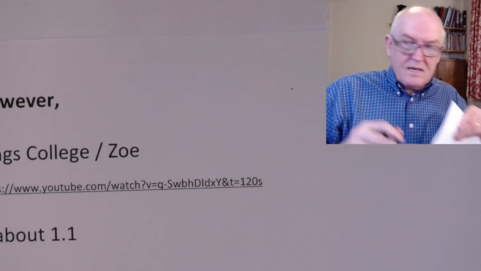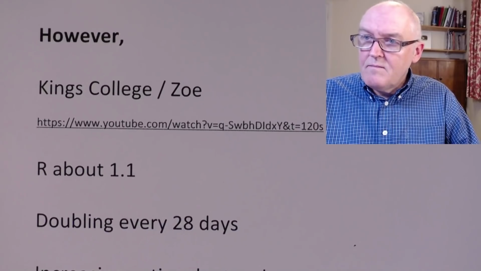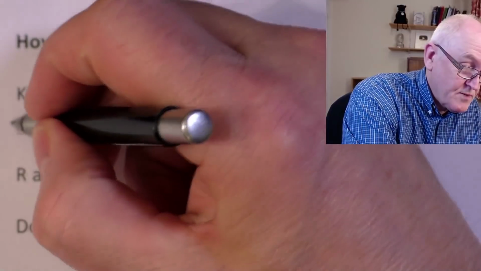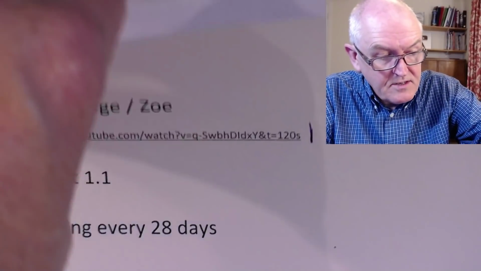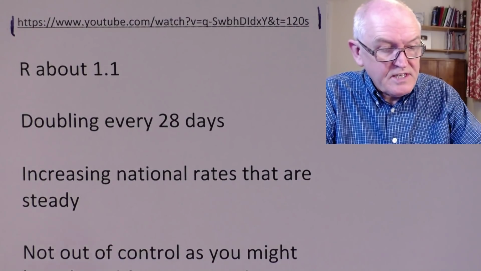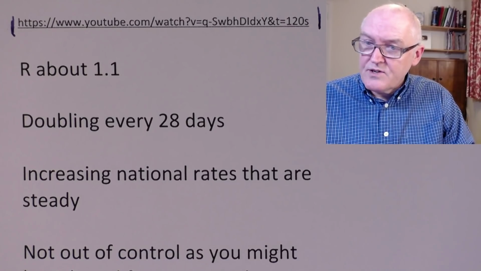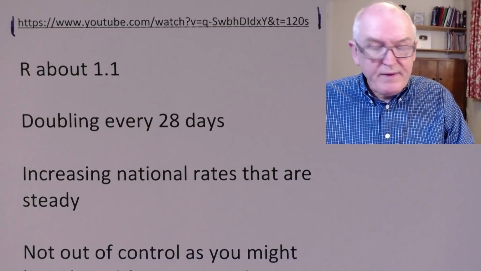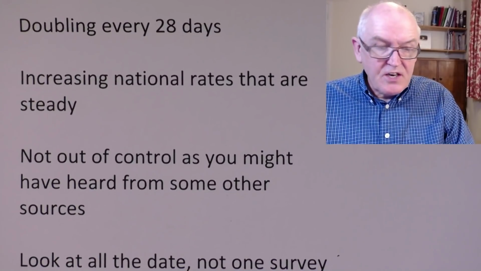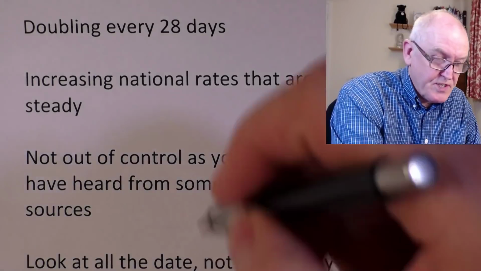So let's see what Tim Spector said based on his current data today on social media. Just click onto it, listen to him yourself. The man himself is there. So R value 1.1, doubling every 28 days, not every 9 days. Increases in national rates are steady, as opposed to the rapid exponential increase according to the Imperial data. Tim Spector actually used these words. He says, things are not out of control, as you might have heard from some other sources.